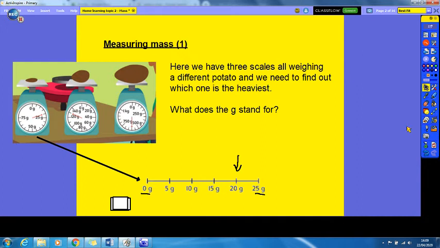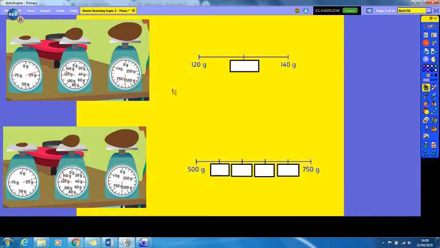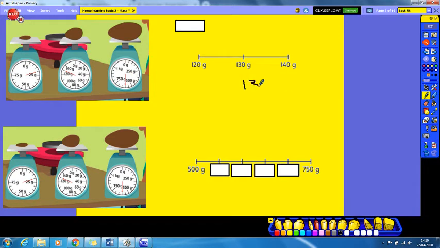Next we're going to move on to the middle potato. We have our number line here because our arrow is pointing between 120 and 140. Again, we have our start point and our end point on the number line, and we need to find the middle, the number that is directly in between 120 and 140. Hopefully most of you can figure out that that will be 130. So we know that the second potato weighs 130 grams.